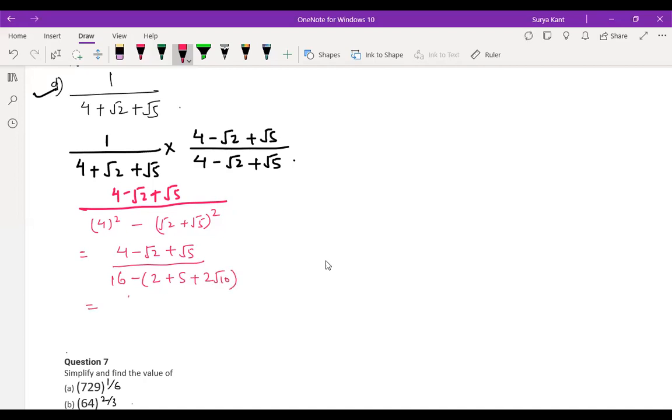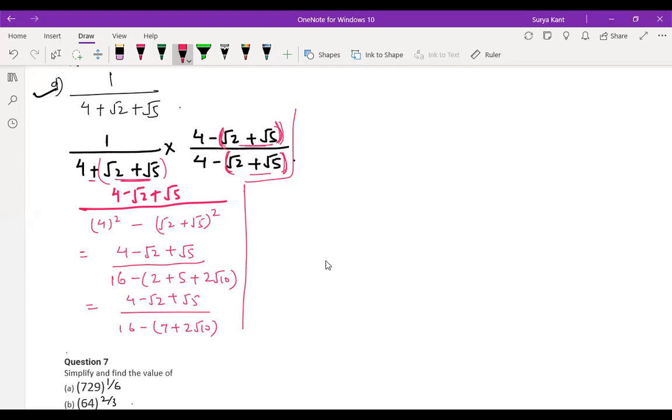After this, what do we get? 4 minus root 2 plus root 5 divided by 16 minus 7 plus 2 root 10. After this, what can we do? Here children, see here, you just write a bracket. If you do not write the bracket, it will be very difficult. Because this part we are keeping as it is, and we are changing this sign only, plus to minus. Don't forget to put the sign over here. This is a bracket. Otherwise, this will confuse you.